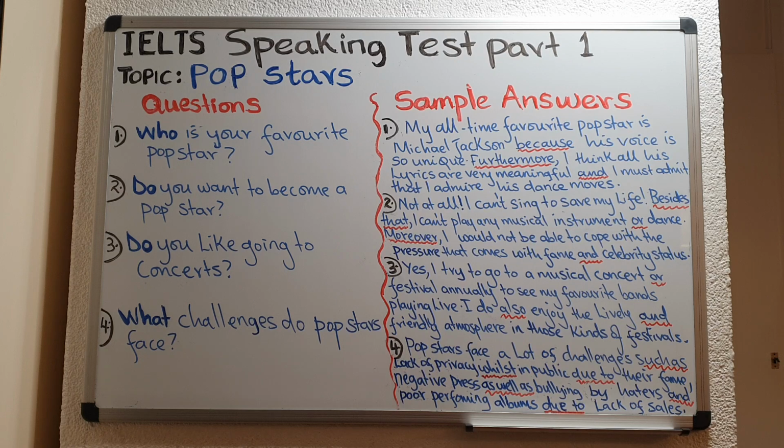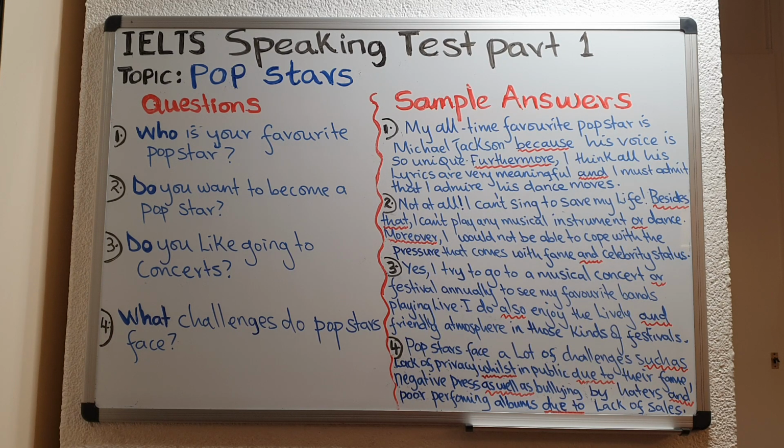Okay? And then we have complex sentences. The last answer, sample answer 4, is an example of a complex sentence. Pop stars face a lot of challenges, such as lack of privacy whilst in public, due to their fame, negative press, as well as bullying by haters and poor performing albums due to lack of sales. That is a complex sentence.